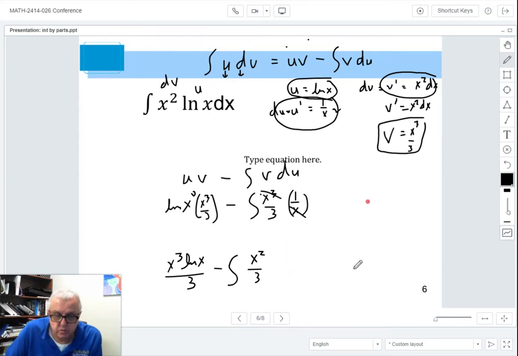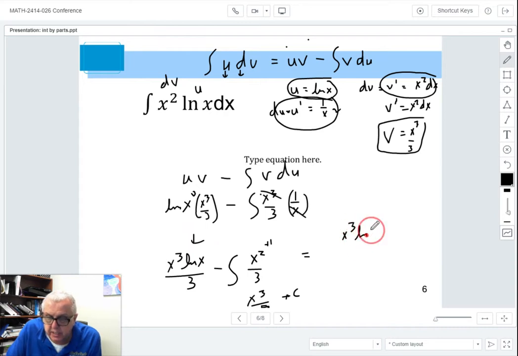And so now I'm going to integrate this, add 1, and I get x^3, put the new 3 on the bottom. Since there's a 3 already, it's 9. And don't forget the plus c after it. So I'm left with x^3 ln x over 3 minus x^3 over 9 plus c.